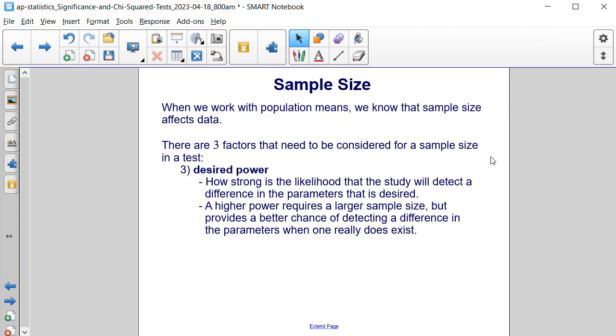The third factor to be considered for a sample size in a test is the desired power. How strong is the likelihood that the study will detect a difference in the parameters that is desired? And a higher power requires a larger sample size, but provides a better chance of detecting a difference in the parameters when one really does exist.